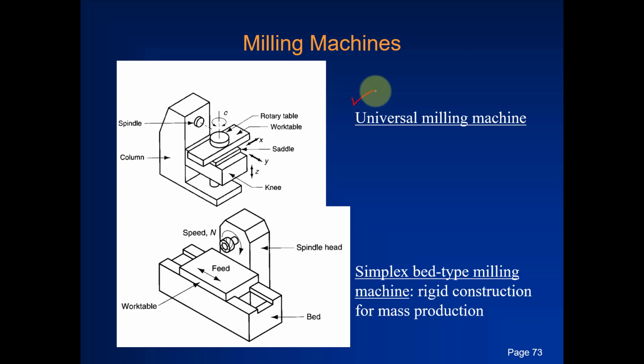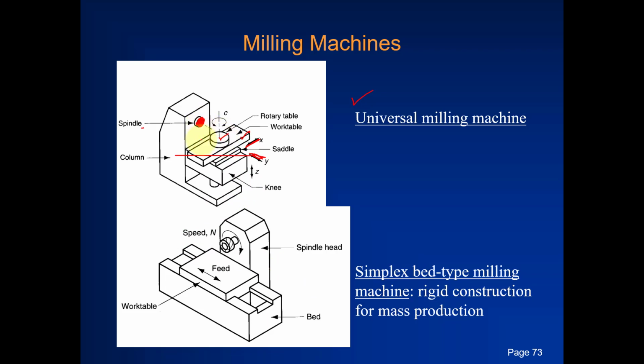This is the universal milling machine. So you can see this is the rotary table. There is a work table. It can move in the X direction, it can move in the Y direction, it can move in the Z direction. This is the spindle, and on this spindle we can have a miller cutter having different cutting edges. So you can also use it for milling operations.